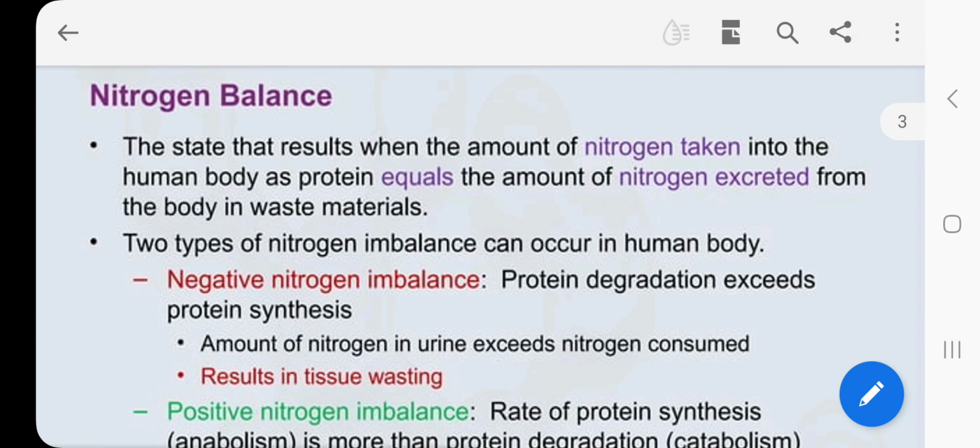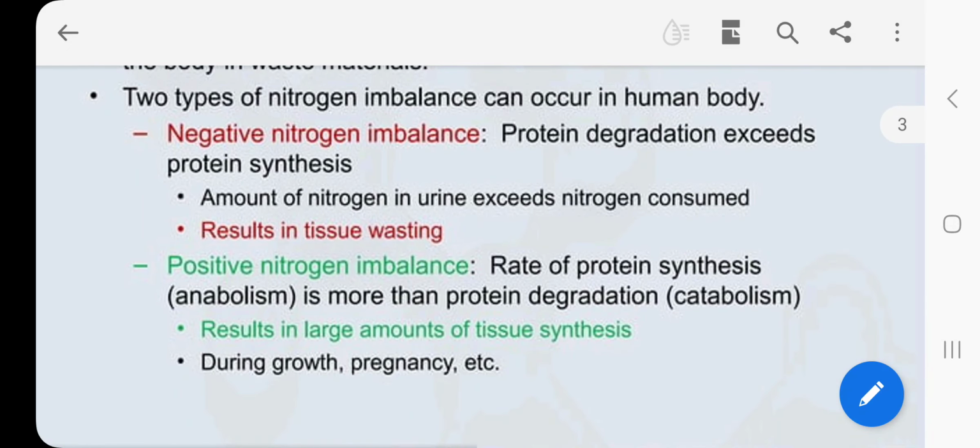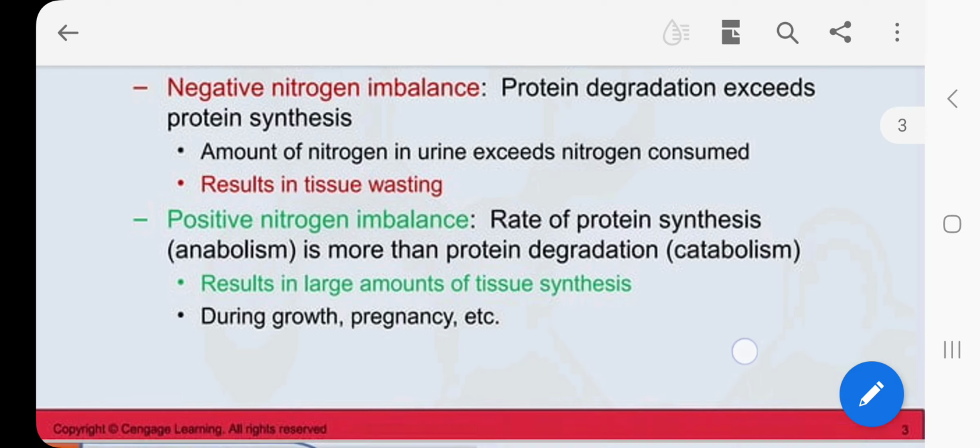Okay, so two types of nitrogen imbalance can occur in the human body. First, we have the negative nitrogen balance, which results in tissue wasting. So the degradation exceeds the protein synthesis. For positive nitrogen balance, the rate of protein synthesis, or anabolism, is more than the protein degradation, which is catabolism. So this results in large amounts of tissue synthesis.